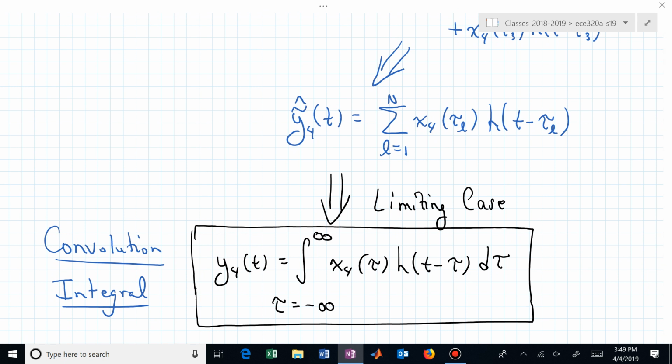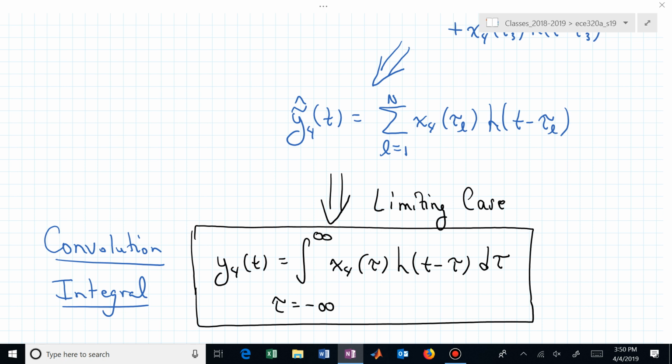And hopefully you can see the connection. We have an x sub 4 of tau. That now becomes a continuous variable. We have a shifted in time, in tau, impulse response that we're weighting by the shape of our original input, x sub 4. And we just add all of those up from minus infinity to infinity, and that gives us our output. And in fact, that's the convolution integral.